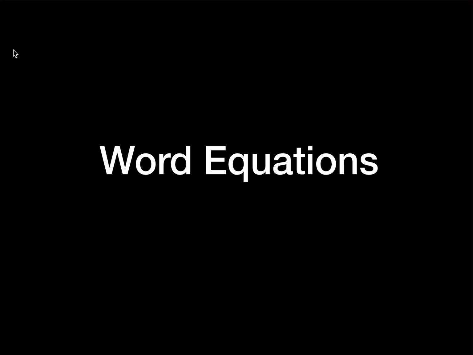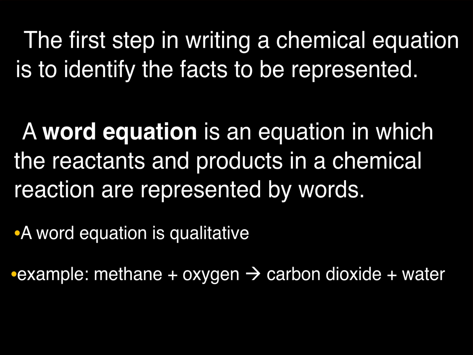Okay, so let's talk about word equations. The first step in writing a chemical equation is to identify the facts to be represented. A word equation is an equation in which the reactants and products in a chemical reaction are represented by words. A word equation is qualitative.